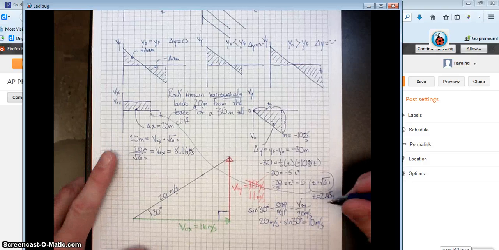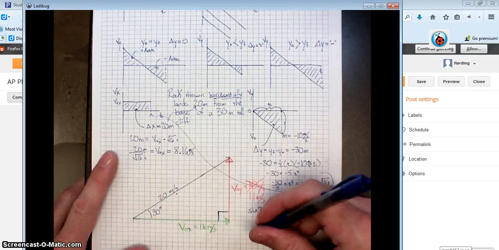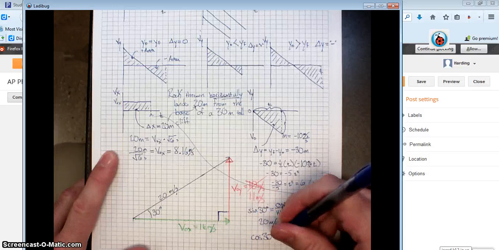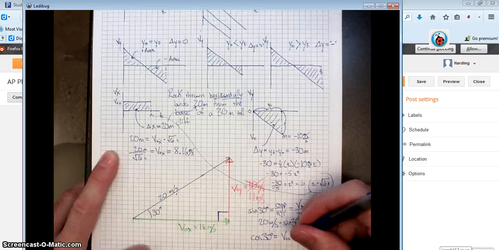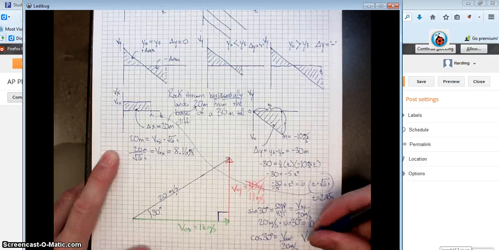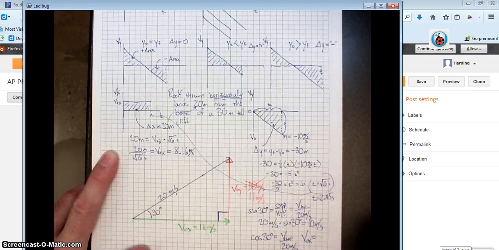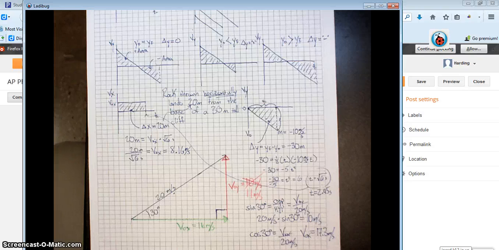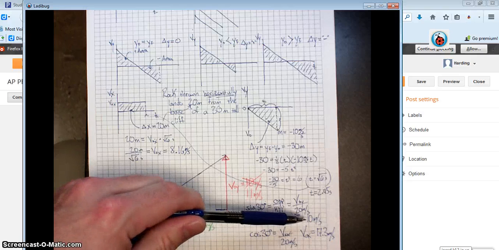And then for the horizontal direction, cos 30 equals VOX over 20 meters per second. Work that through, and I'm going to get VOX to be close to 16. It was 17.3. And so then I'll use those for the rest of the problem. Those tell me the initial velocity on my Vx graph and the initial velocity on my Vy graph.